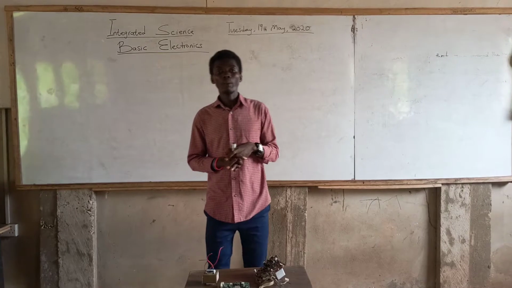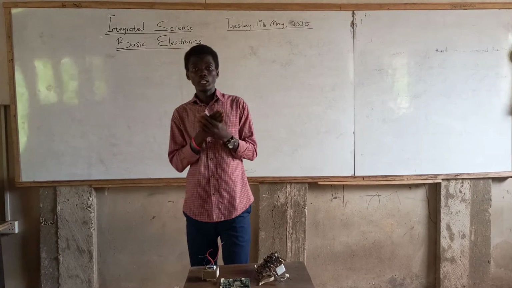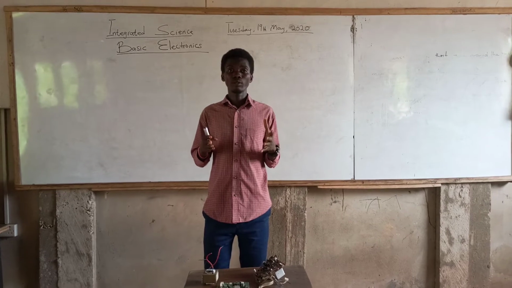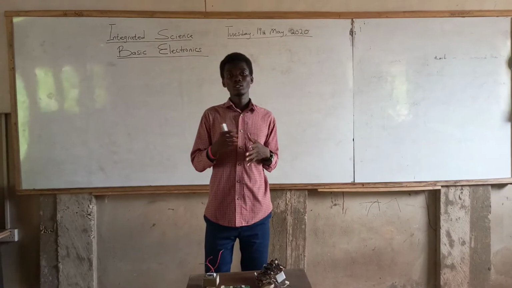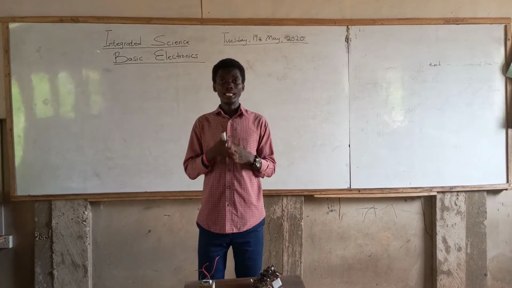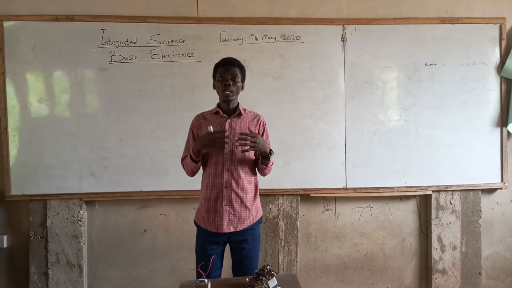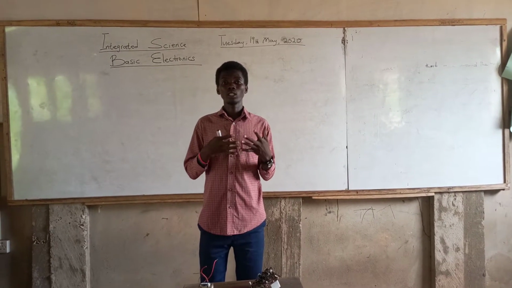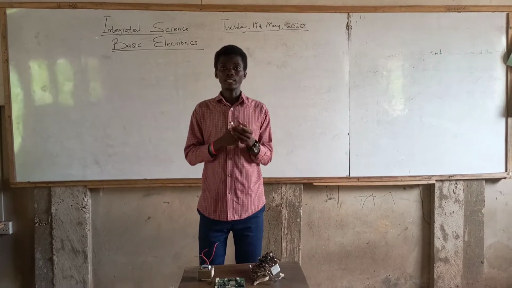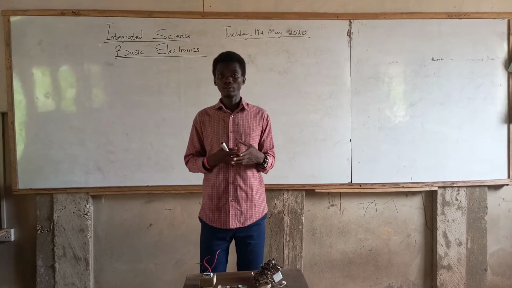So let's start. When you talk about electronics, it is a broad thing. Electronics is a branch of science that studies how electrons behave. They study the behavior and movements of electrons in electronic appliances or devices. So basically, electronics is the study of how electrons move and how electrons behave in electronic appliances.